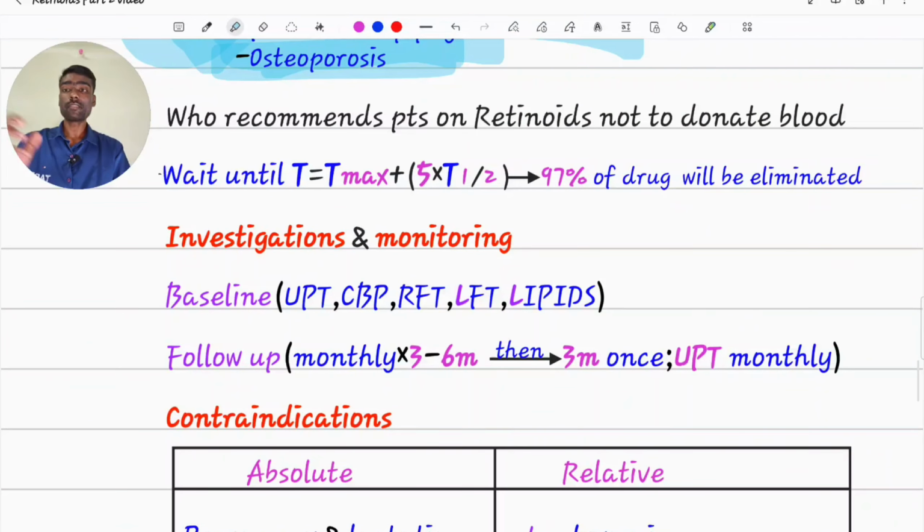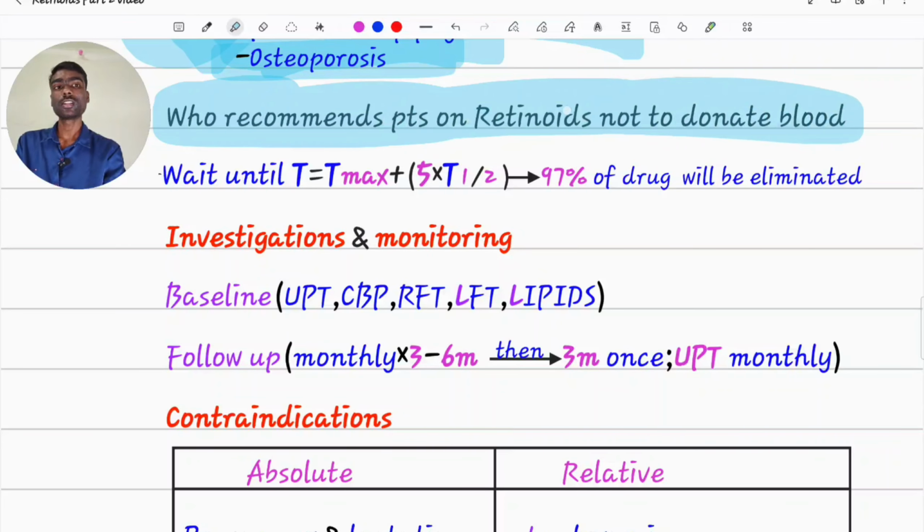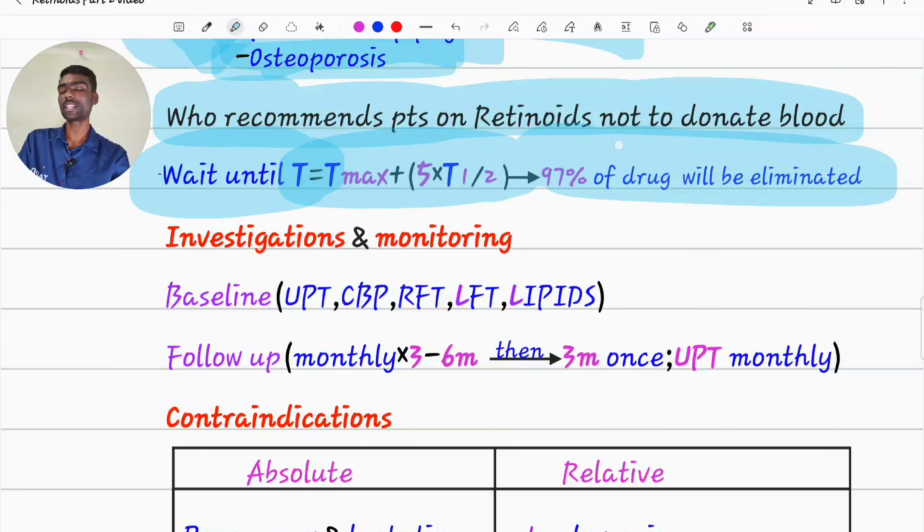Can a patient having a teratogenic drug inside his blood donate blood? No. WHO recommends patients on retinoids not to donate blood. Until what time? They have to wait until Tmax plus 5 times the T half of the drug, so that 97% of the drug will be eliminated by that time. The rest 3% won't do any harm. After that, they can donate blood. What is Tmax? The time at which the drug's concentration will be at its peak, plus 5 times the T half of the drug. That much time a patient should wait after taking a retinoid to donate blood.